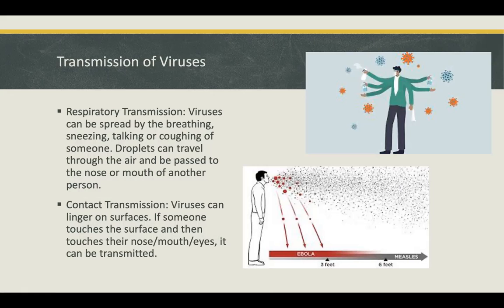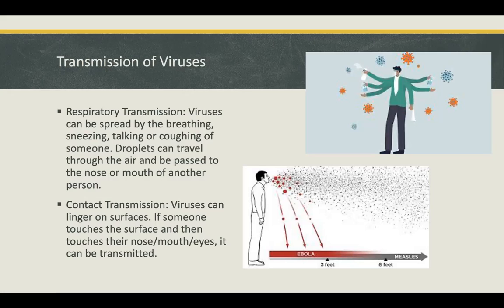The other type of transmission is contact transmission. Viruses do have the ability to linger on surfaces. If someone touches the surface and then touches their nose, mouth, or eyes, it can be transmitted. Some viruses can only survive on surfaces for a few hours, but other ones can survive on surfaces for days.